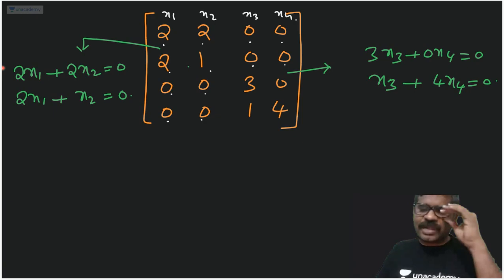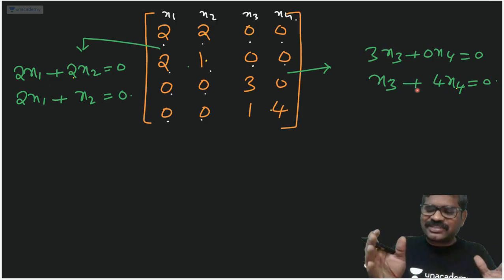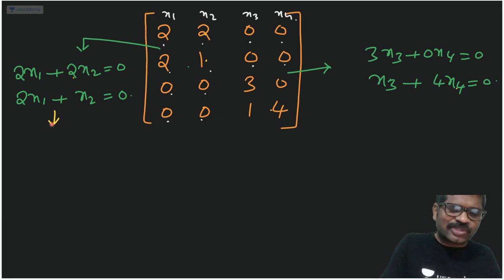Now observe here. The first two equations are in terms of x1, x2. The next two equations are in terms of x3, x4. It is clearly partitioned. So with the help of these two equations, you can get two eigenvalues, and with the help of the other two equations, you can get two eigenvalues. Observe.